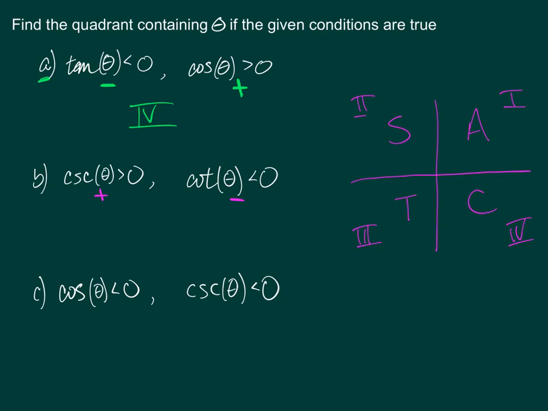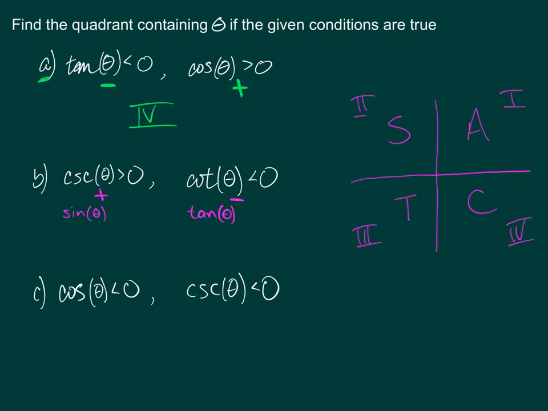So when you have these other trig functions like cotangent, cosecant, or secant, you can rewrite these with the reciprocal identity. So if the cosecant is positive, that's like saying that the sine is positive. And if cotangent is negative, that's like saying tangent of theta is negative. So we can get the same answer if we look at where sine is positive and where tangent is negative.